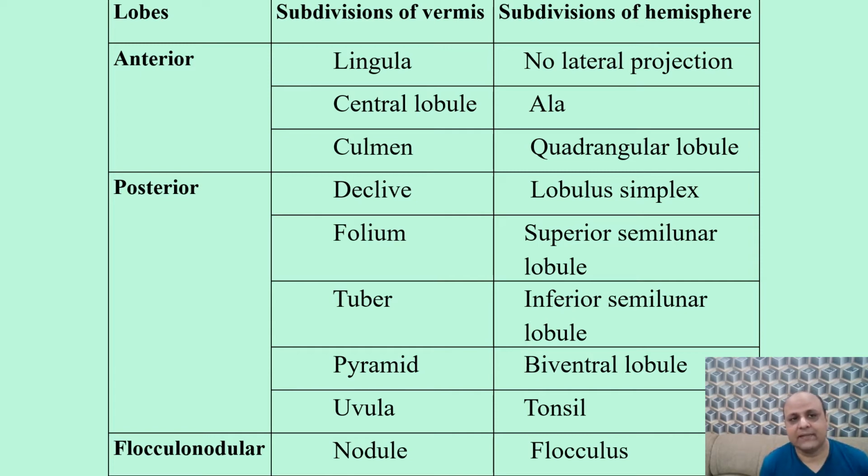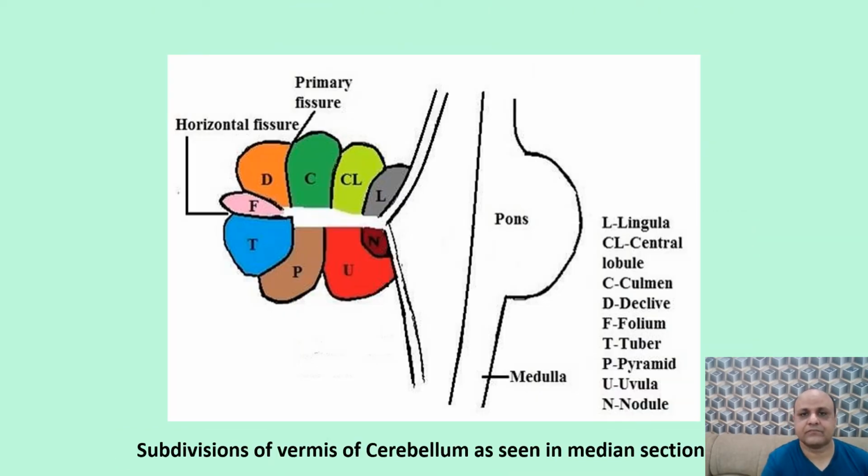So you see in this table, we have the anterior lobe, posterior lobe and the flocculonodular lobe. So these are the subdivisions of the vermis and these are the subdivisions of the cerebellar hemispheres. I'll not go into the detail by naming each part again because I've already shown you in the diagram initially.